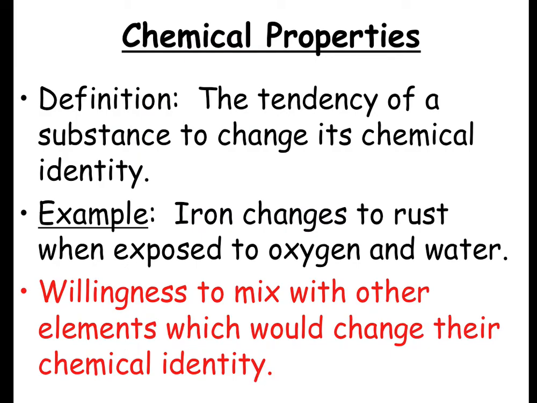Chemical properties are when you actually change its identity. You create new matter. So it's a tendency of a substance to change its chemical identity. So if you have iron and you put water on it, and it has oxygen also present, it will rust. So that beautiful piece of iron starts to look like that ugly orangish crusty stuff. So the willingness to mix with other elements could change their chemical identity.